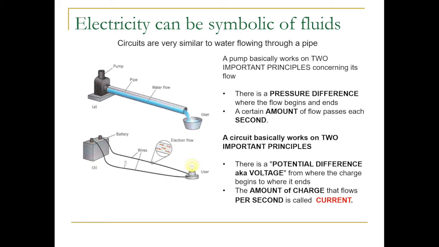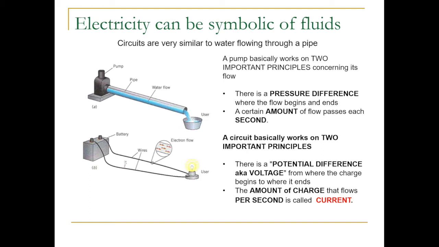And the battery's job is literally to pump the electrons through the circuit. And so what happens is, if we have water flowing through a pipe and we pick a point along that pipe and measure the rate at which the water is flowing through that point, we can get the flow rate of that water.